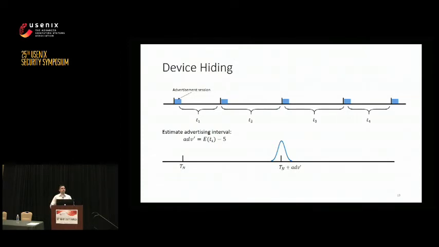But now we don't really have access to this advertisement interval. We have access to an estimate of this advertisement interval, which we denote advertisement prime, and it's advertisement plus or minus error. So we expect the next advertisement to happen between Tn plus advertisement prime minus error and Tn plus advertisement prime plus error plus 10 milliseconds. And we denote this time interval as the monitoring interval.